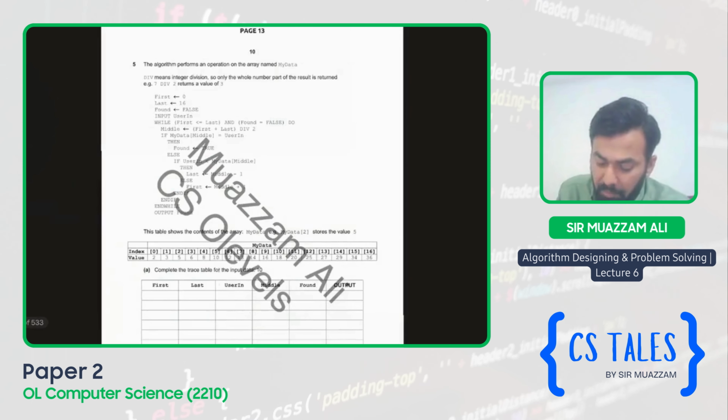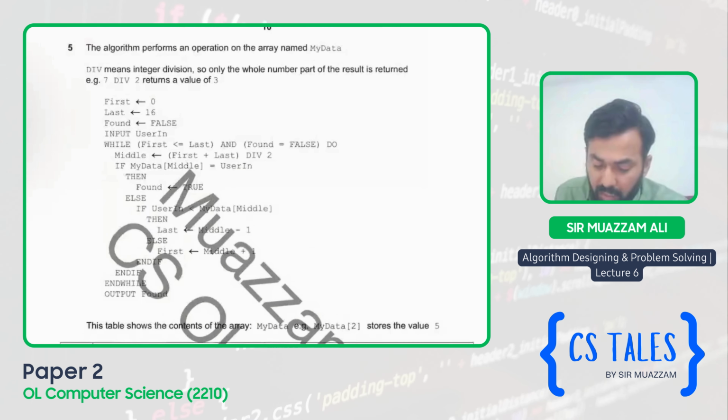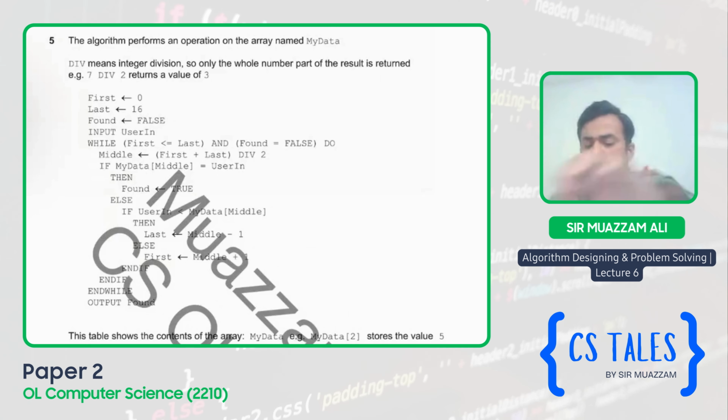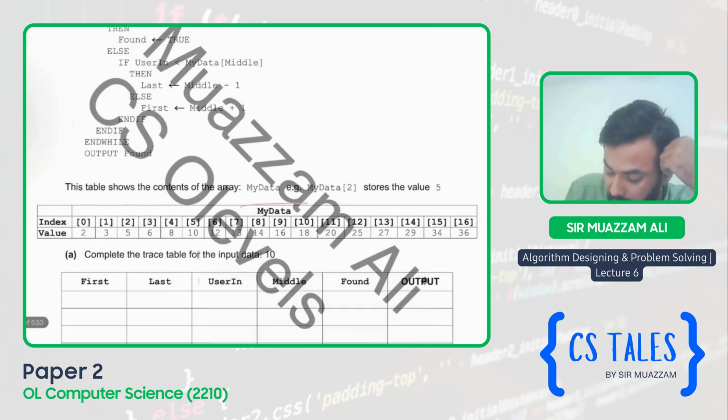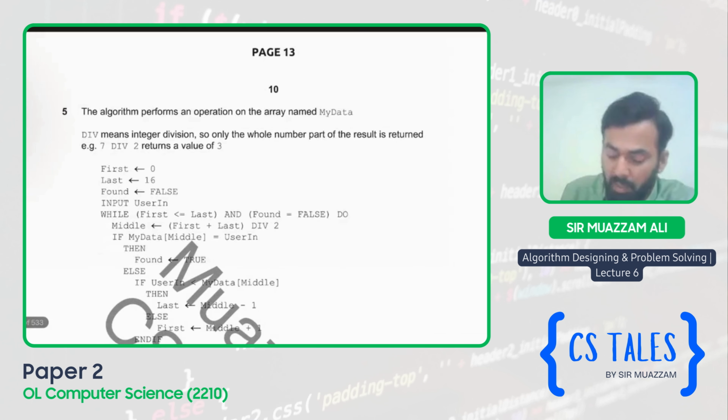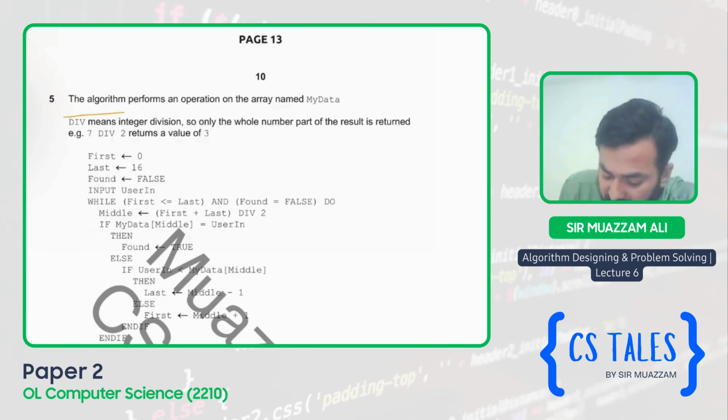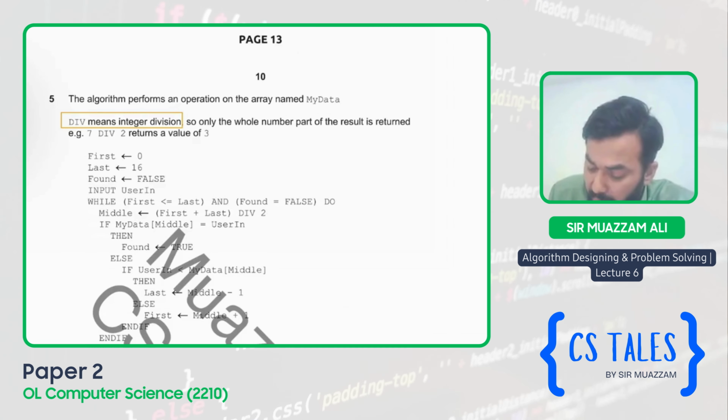Be conscious that this question is saying that the algorithm performs operations on an array named my data. Where is my data? This is my data. The array is over here. DIV means integer division, so only the whole number part of the result is written. We must understand what DIV and MOD mean. Let's suppose there is 7 and 2. 2 threes are 6. There is 1 left.